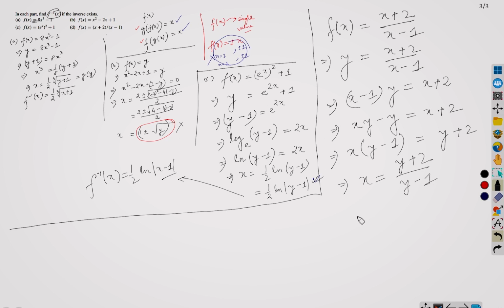So in this case, we obtain the inverse function as x plus 2 upon x minus 1. And the domain of definition in this case, x should not be equal to 1. Okay. As we have seen earlier, what is the domain of definition?